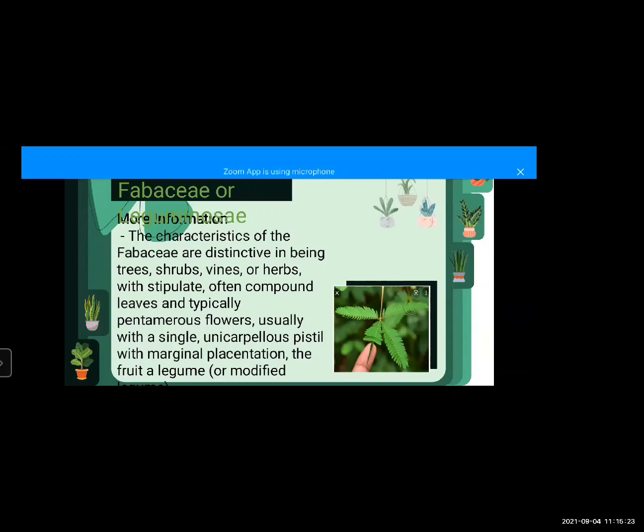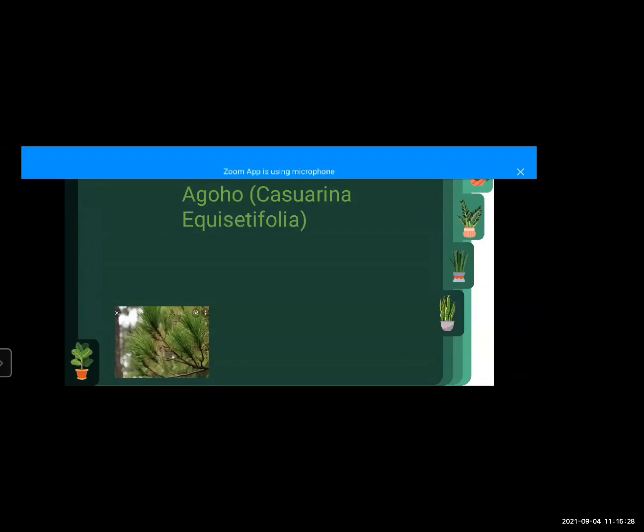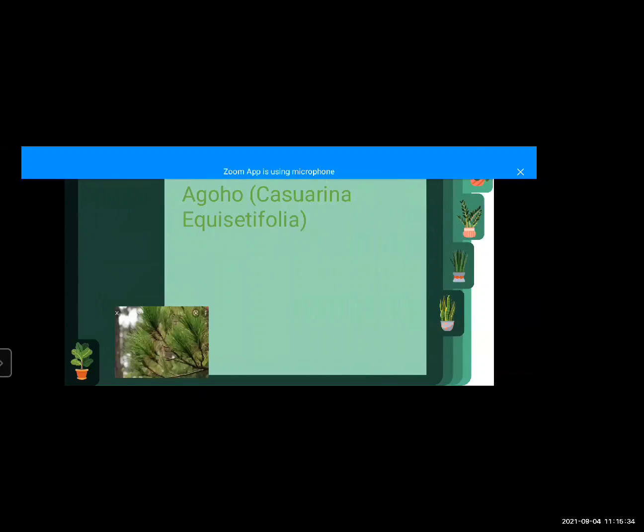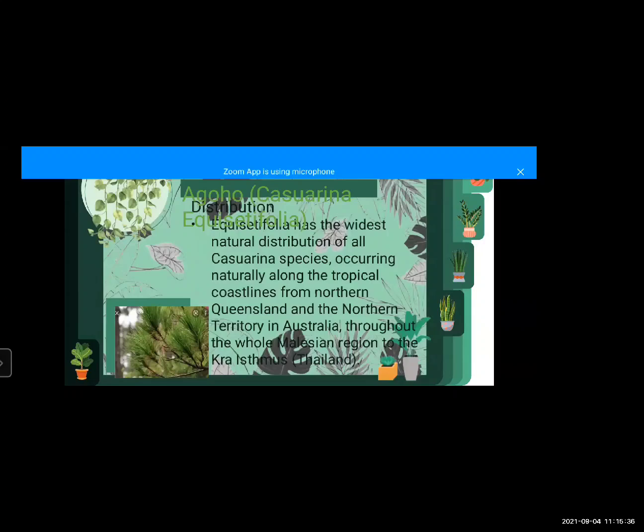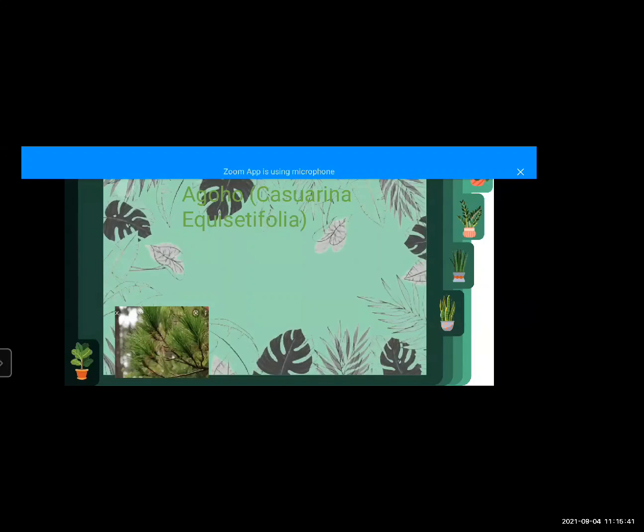Okay, next. Ay, paano siyang Fabaceae kanang makahiya. Ang sa ato pa. Next is agoho. In scientific name, Casuarina equisetifolia.